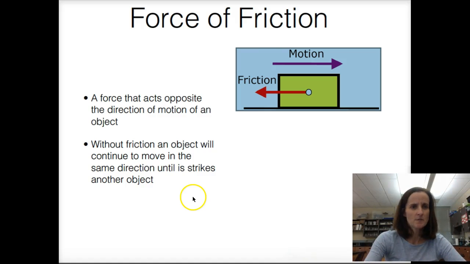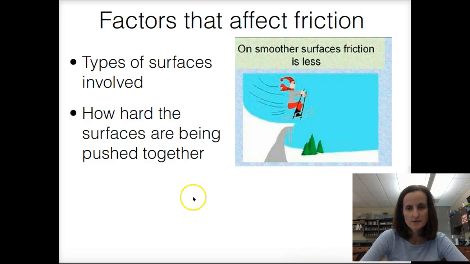So let's go back and talk about some factors that affect friction. So first and foremost, the types of surfaces that are involved between the objects that are touching affect the friction. So if friction is the force that is between objects that are touching, then what the surfaces are does make a difference.